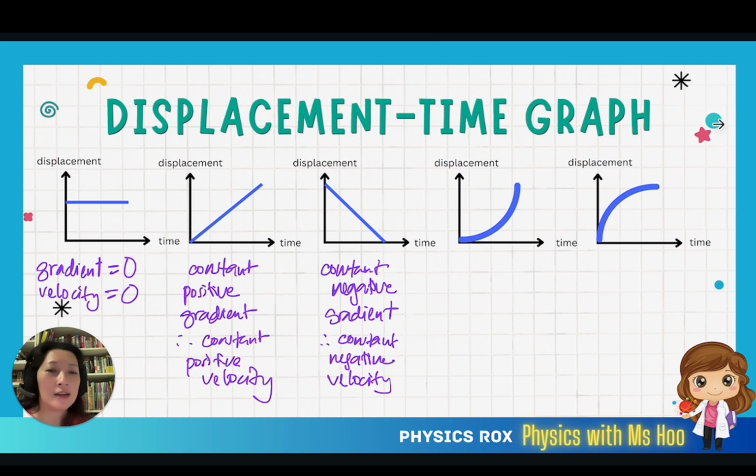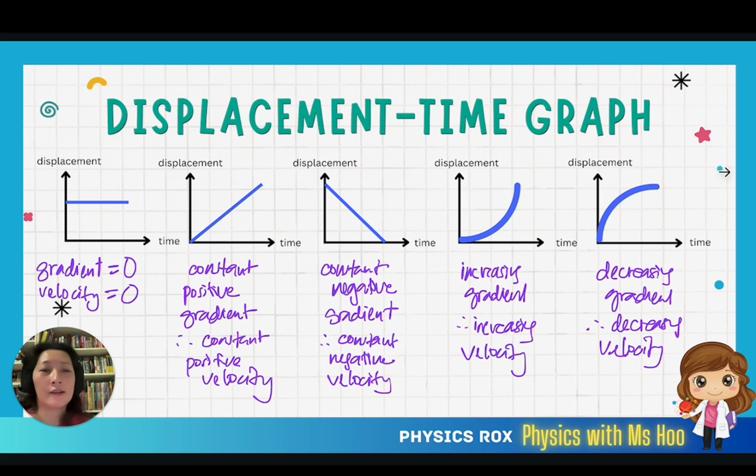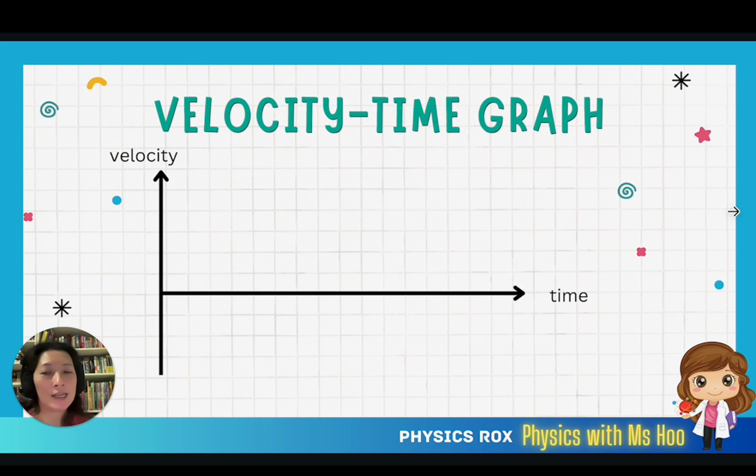So similar to the earlier graphs that we saw, you have graphs with changing gradients. In this case, the velocities are changing. So an increasing gradient tells us that the velocity is increasing, whereas a decreasing gradient graph tells us that the velocity is decreasing. So this is an overview of the displacement time graph. Next, let's look at velocity time.